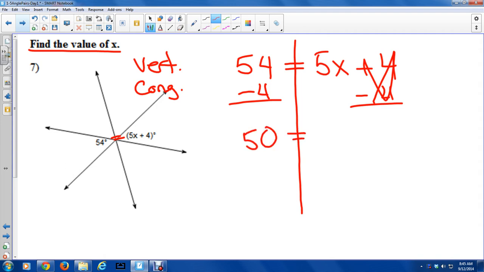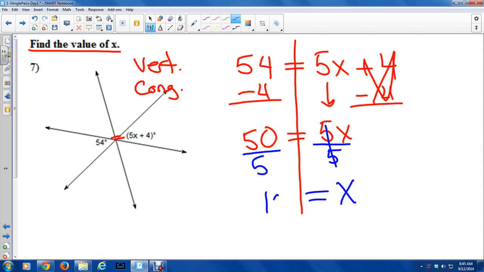Didn't touch the equal sign. Didn't touch the 5x. Divide by 5. A little algebra practice here. I get x equals 10. You found the value of x. If you take a quick second, substitute that in, just to double check our work, right? 10 times 5, 50 plus 4, 54 degrees as it should be.